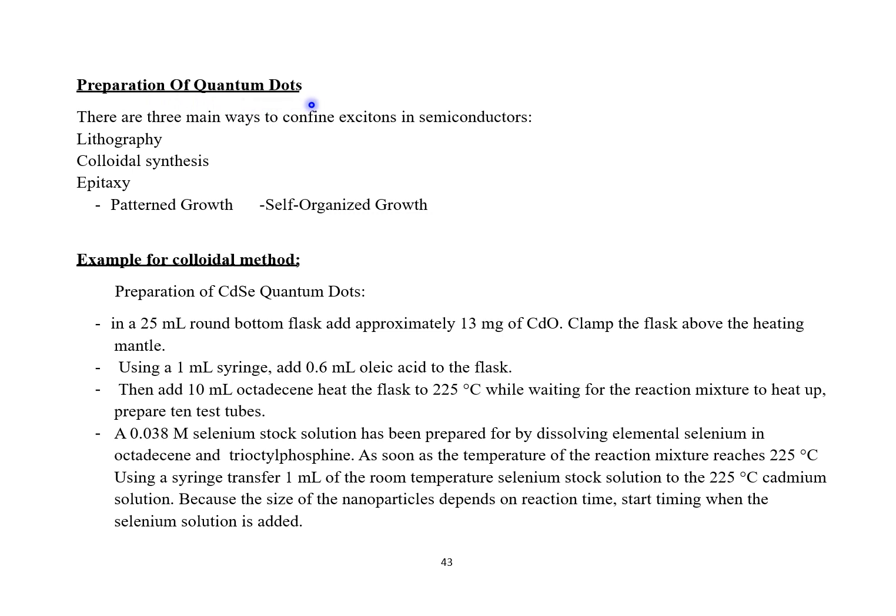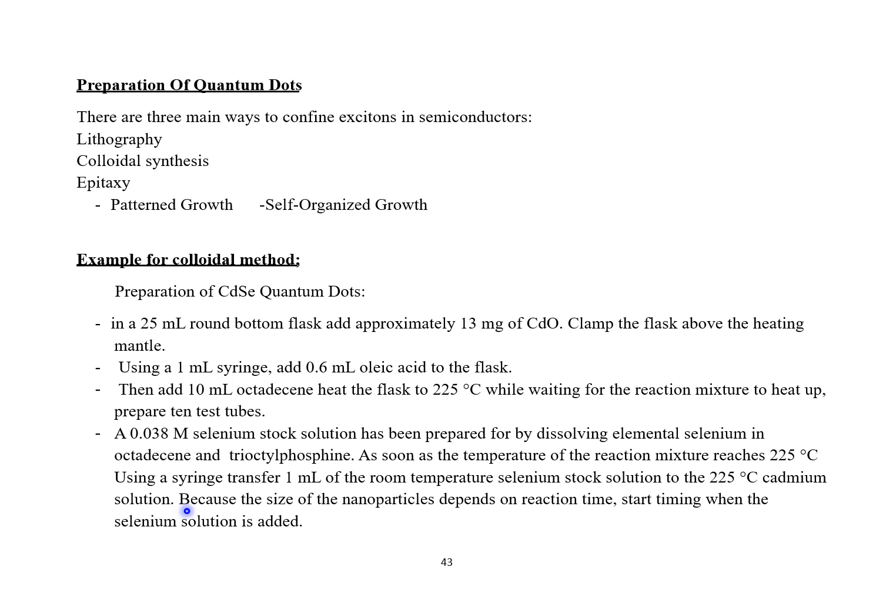Preparation of quantum dots. There are three main ways to confine excitons in semiconductors. Confining excitons in semiconductors معناته preparation يعني تحضير quantum dots. For example, by using lithography, colloidal synthesis, or epitaxy, pattern growth or self-organized growth. هذا example. طبعا هاي example فقط حتى نبين إنه هي فعلا يعني ممكن بطرق مختبرية بسيطة ممكن تحضر quantum dots. For example هنا preparation of CdSe quantum dots طرق مختبرية.